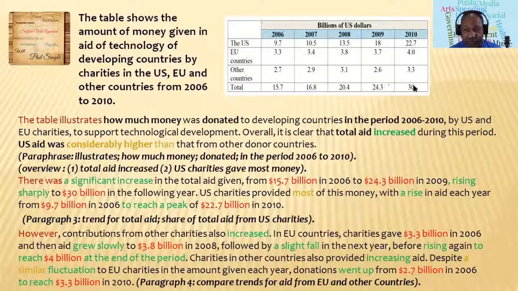So rising sharply. Imagine if this was a line graph, you would see exactly the same information just in a line format or a bar format. So it's the same information. The only thing here is that you don't have the visual stimulus.